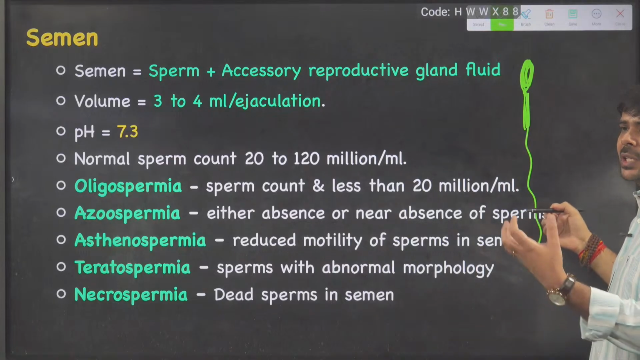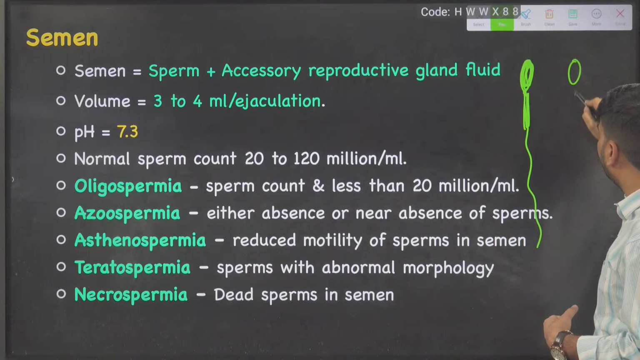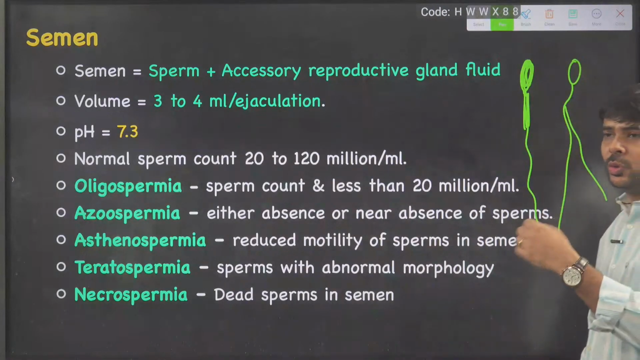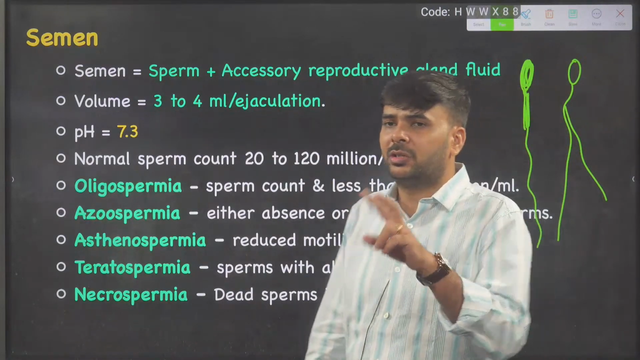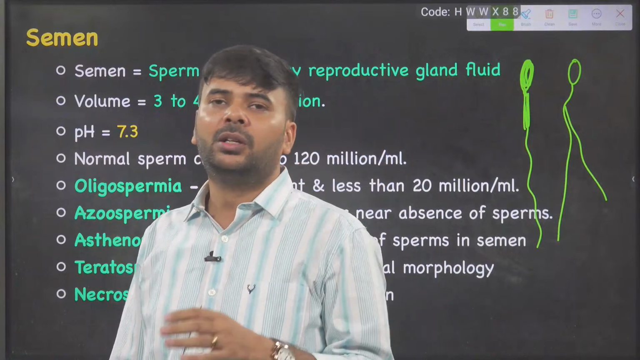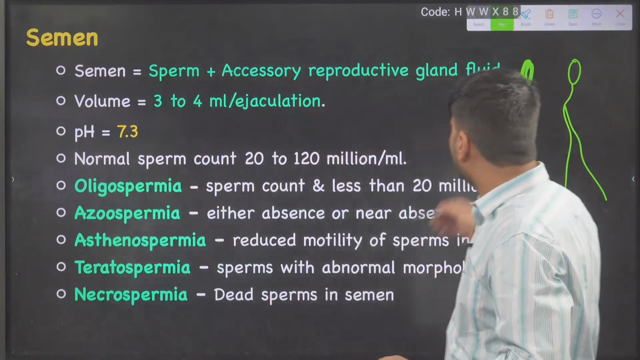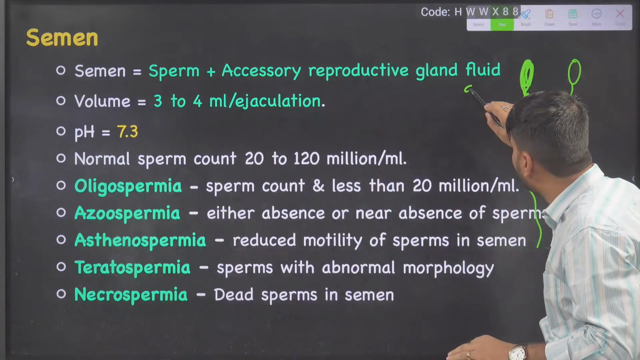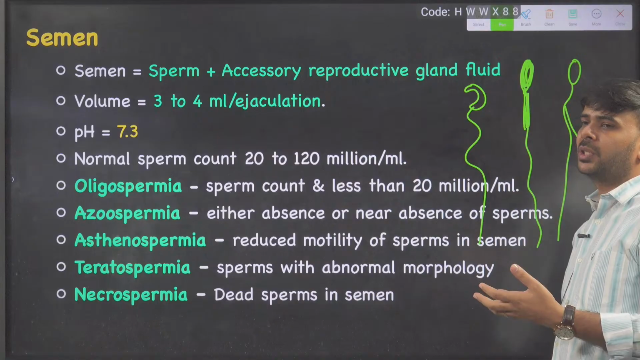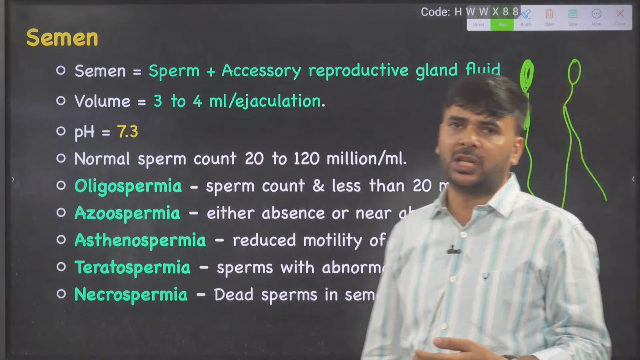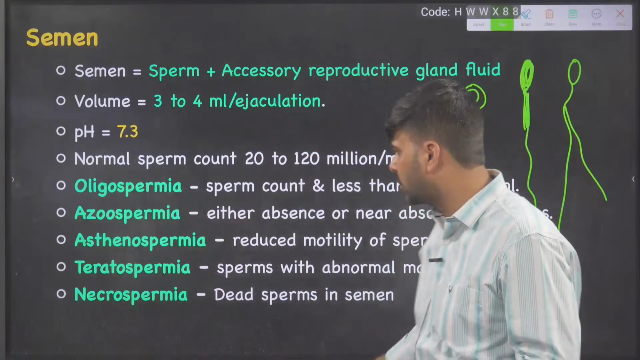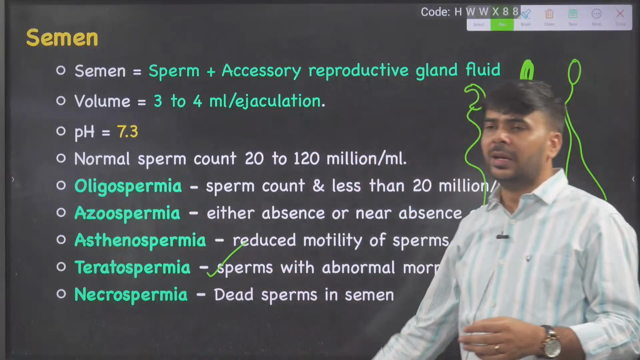So suppose an abnormal sperm is there, with a head and two tails. It can't swim. Don't think, sir, that with two tails it will swim faster and reach more quickly. Sorry, no, not possible. Suppose the head is not properly shaped, like this. It will also fail to fertilize the oocyte. If the morphology is abnormal, the condition is called teratospermia.